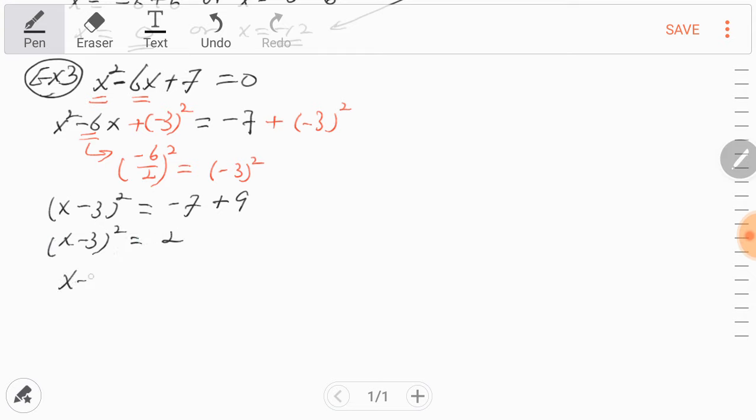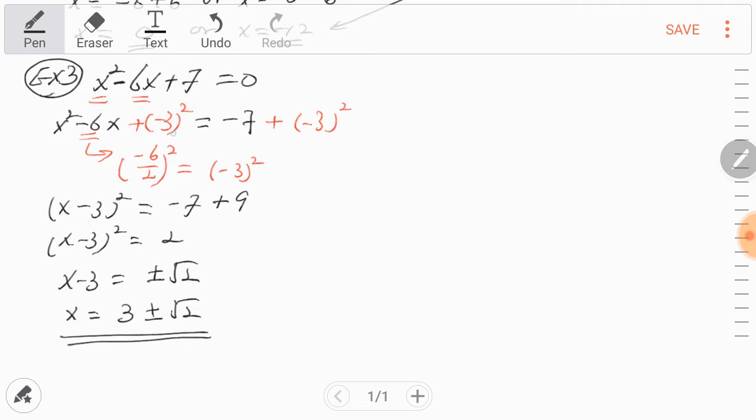Then the base x minus 3 is equal to what? Plus or minus square root of 2. So x is 3 plus or minus square root of 2. Okay, pretty simple, huh? So what we have to do is use the x squared and x terms so that we can write a perfect square trinomial. So that will become a perfect square.